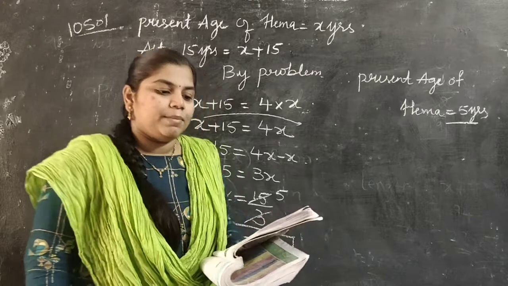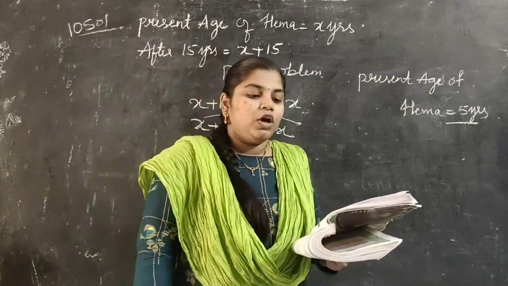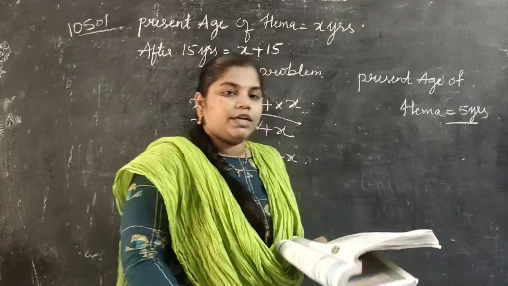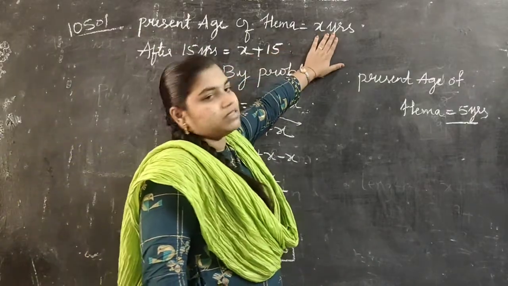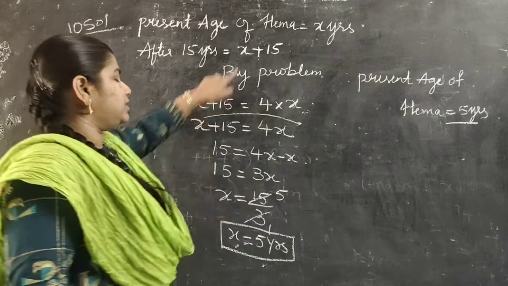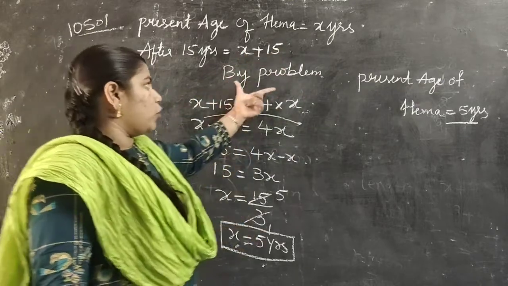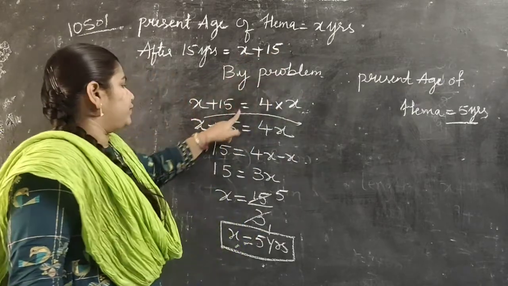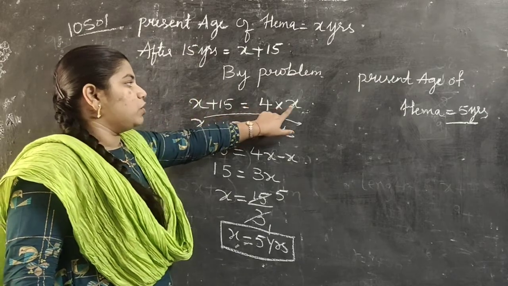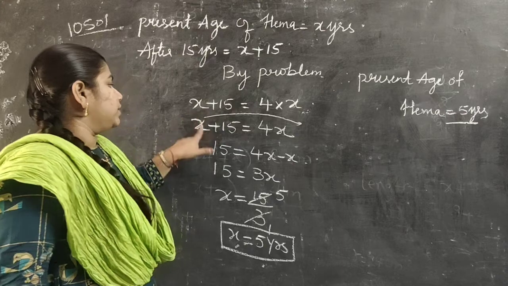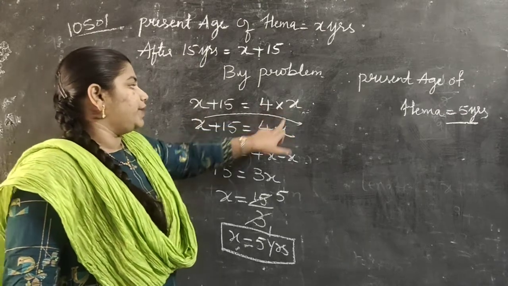After 15 years, Hema's age will become 4 times her present age. So we don't know the present age, so we are taking it as x years. And after 15 years means x plus 15. So by the problem we can write it as after 15 years, her age will be 4 times the present age. So x plus 15 is equal to 4 into x, which is 4x.